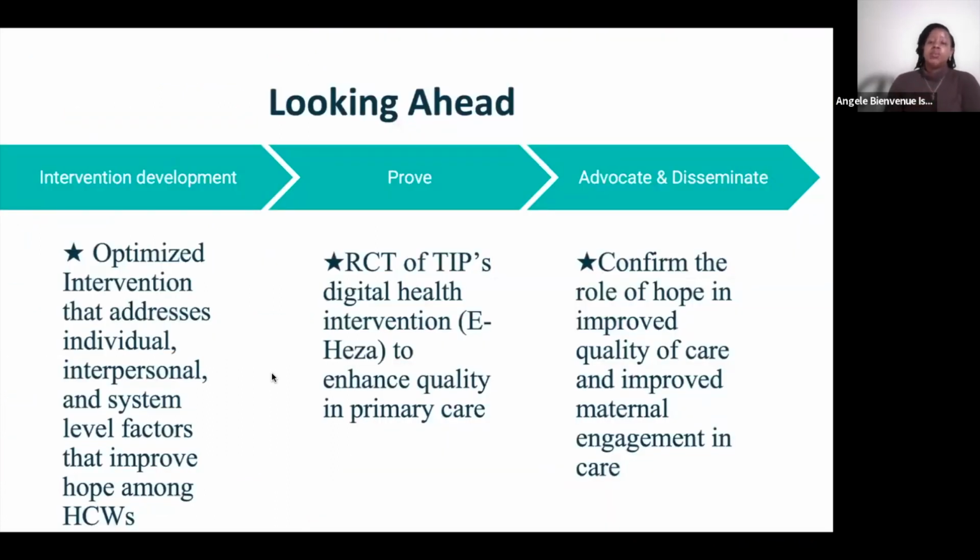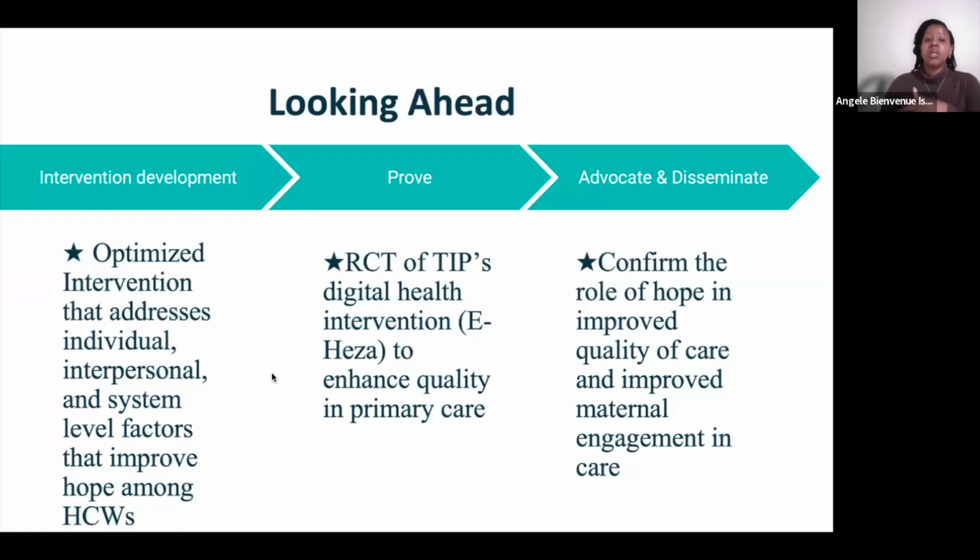Looking ahead, what are we planning to do? Our plan is to optimize the information that we already have, because we have started developing and implementing them. So we'll be optimizing them and utilizing the socio-ecological model, tackling interpersonal, individual, and system level interventions. The second plan is to look at the main intervention that we have, which is eHESA that I talked about.